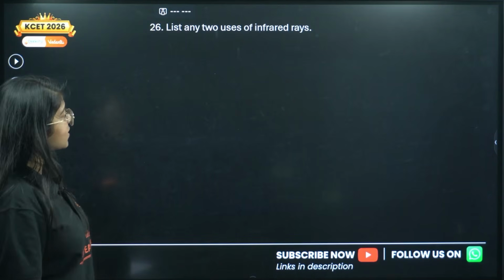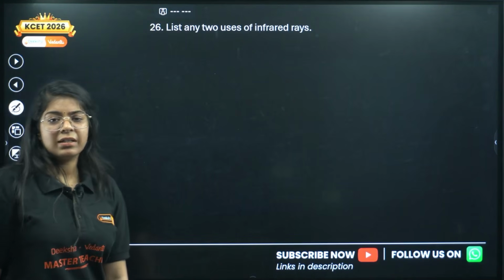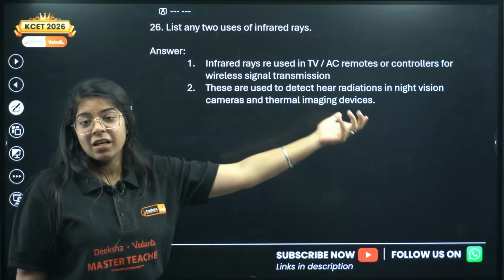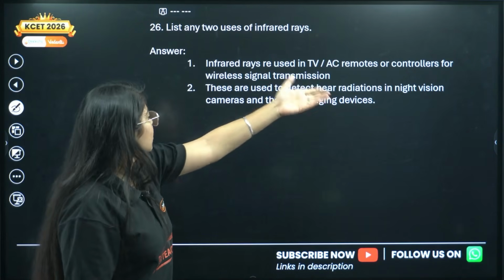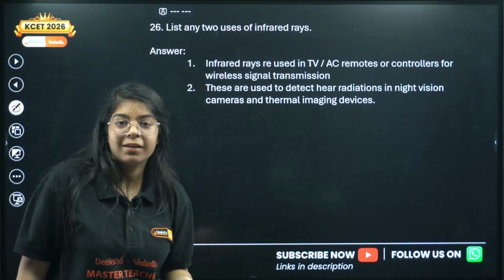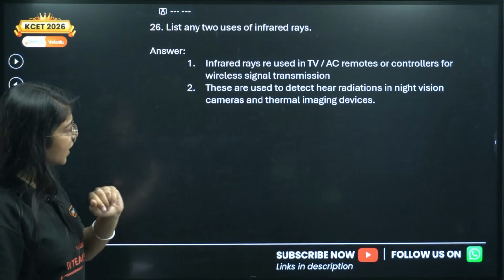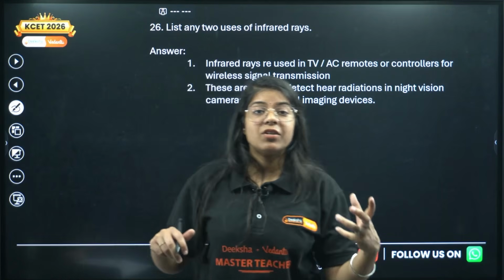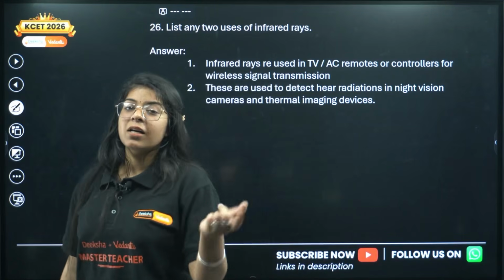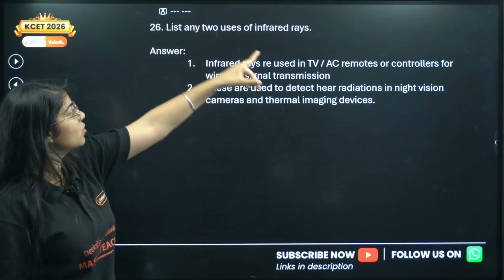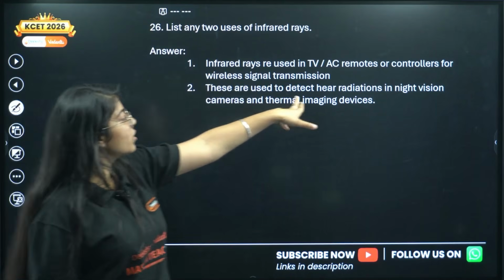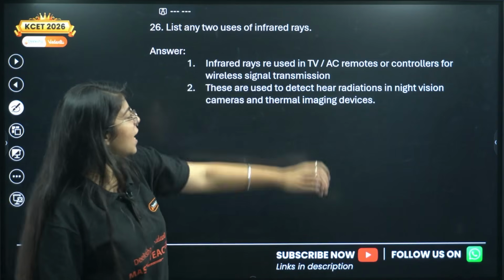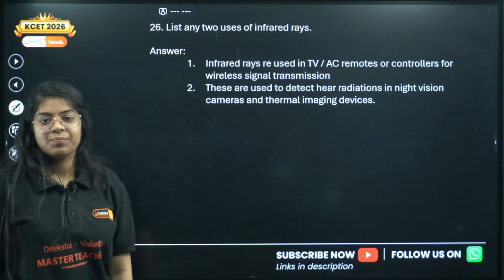Moving on to 26. List any 2 uses of infrared rays. Infrared rays are basically used in TV or AC remotes. We have controllers for wireless signal transmission. Very easy. And you must have seen that we use infrared cameras for night vision. You must have heard about that. So that is also one of the uses of infrared rays. These are used to detect heat radiations in night vision cameras and thermal imaging devices. Correct?